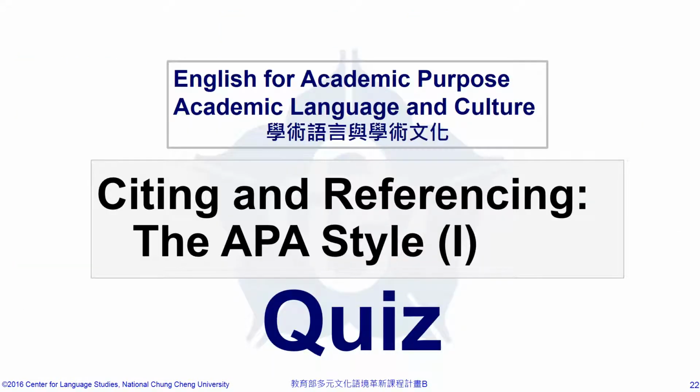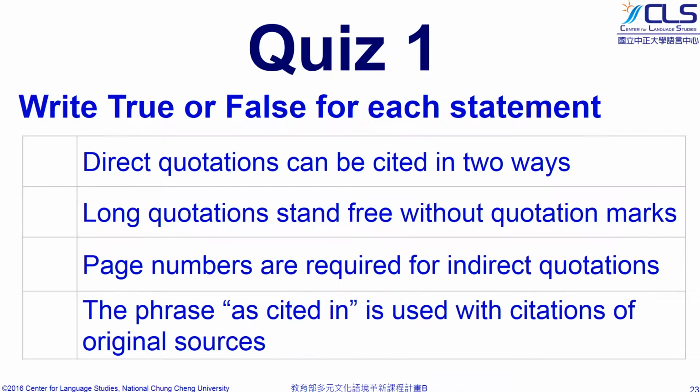Now, let's check how much we've learned. Quiz 1. Please write true or false for each statement about citations in text. The first two are true. The third statement is false because page numbers are optional for indirect quotation, although encouraged. The last statement is false because "as cited in" is used for citing a secondary source.